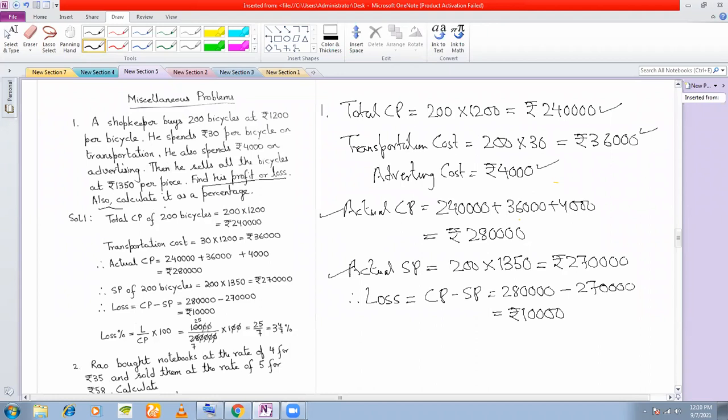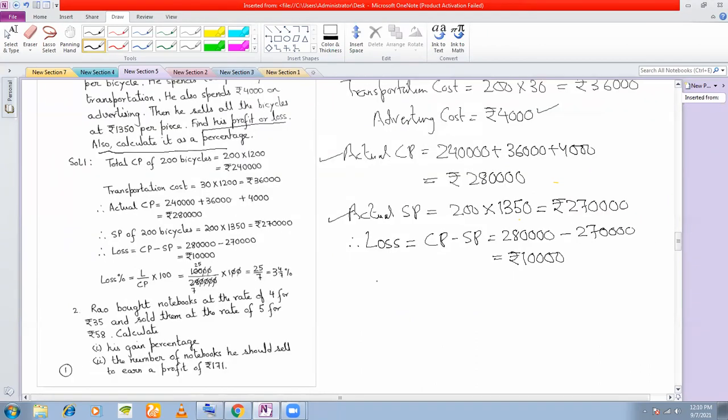The next part of the question says calculate it as a percentage. So what is the percentage loss? What is the formula? Loss by CP into 100. So put the values here. Loss is how much? 10,000 rupees. Cost price is how much? 2,80,000, into 100.